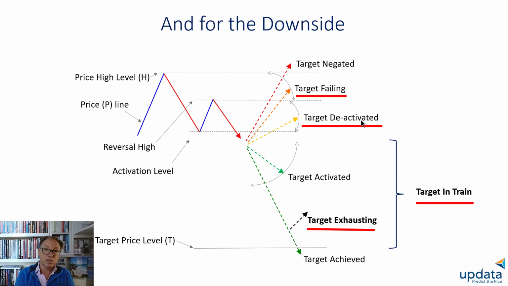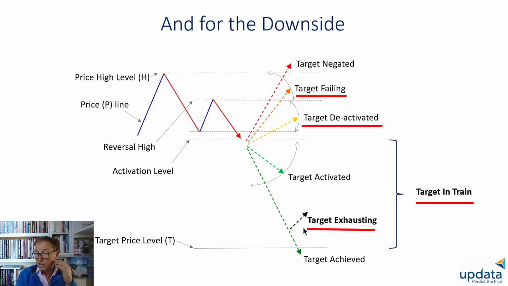And the same is true in reverse. So this is the downside, and it's really just flipping that upside on its head. So a target is negated if you move to a new high. It's failing if you go back above the reversal point. It's deactivated if you move back above the point where it was activated. And these are the targets in train. So that's really quite key. And again, you might see a recovery where you're diverging from the price.